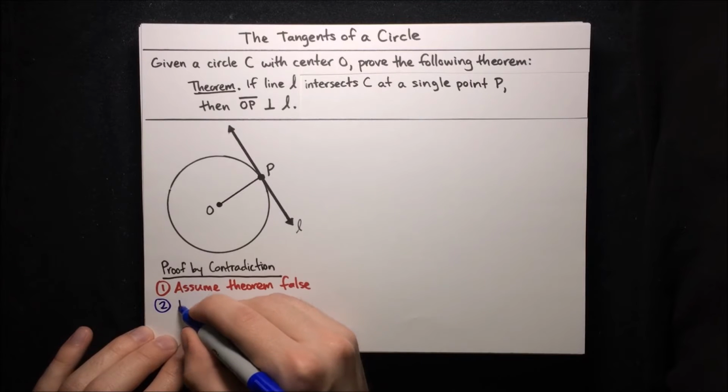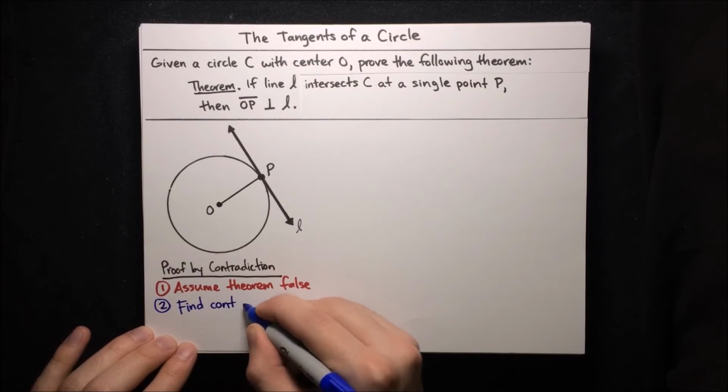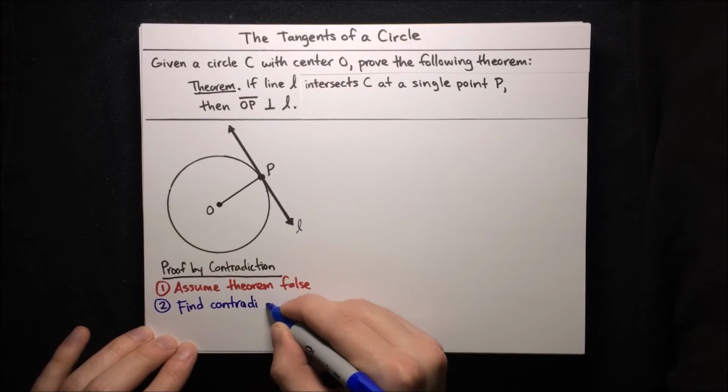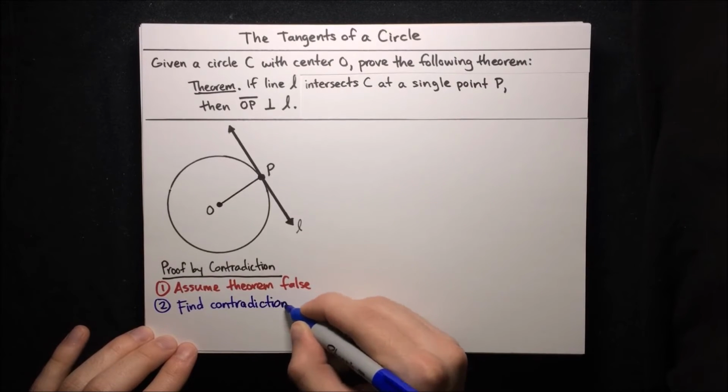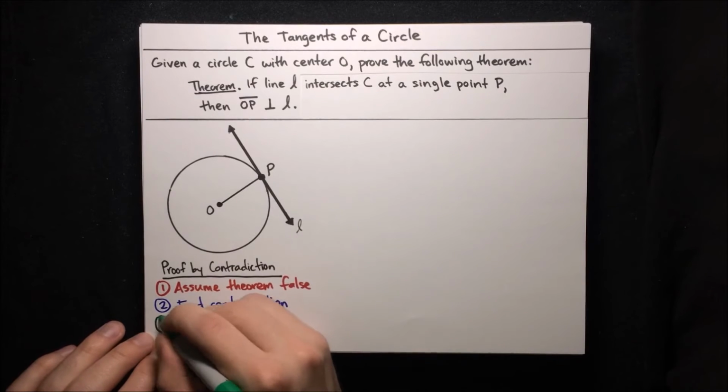Step 2 is to find a contradiction that arises from the assumption that the theorem is false. A contradiction is just a statement that is absurd because we know it is false. So the idea is that if we assume the theorem is false, but that assumption leads to an absurd contradiction, then we know our assumption has to be wrong. And that would lead us to step 3.